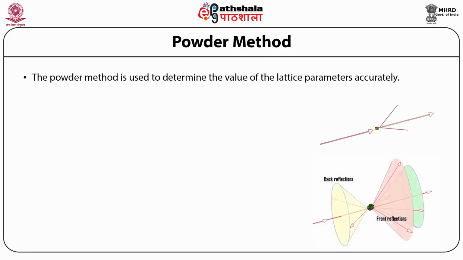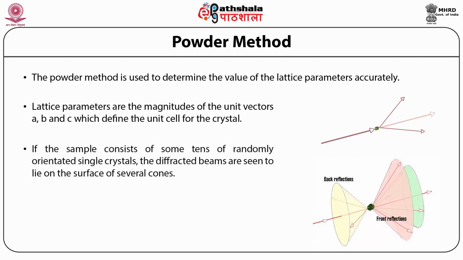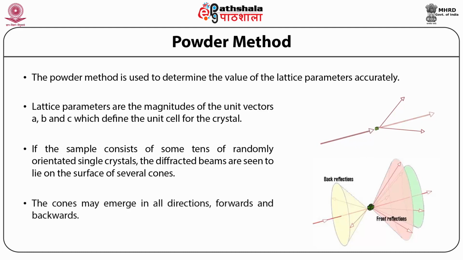The powder method is used to determine the value of the lattice parameters accurately. Lattice parameters are the magnitudes of the unit vectors a, b, and c, which define the unit cell of the crystal. If the sample consists of some tens of randomly oriented single crystals, the diffracted beams are seen to lie on the surface of several cones. The cones may emerge in all directions, forward and backward.